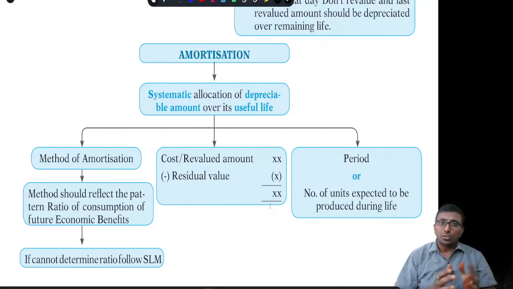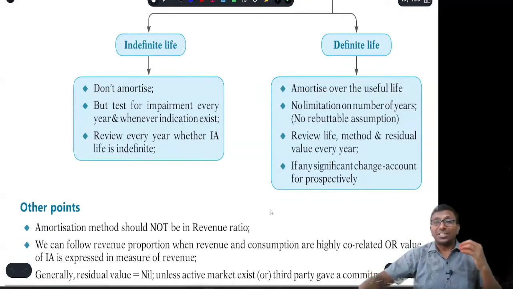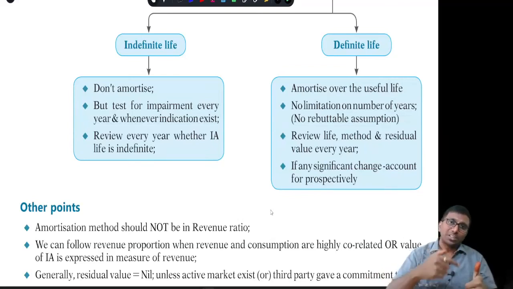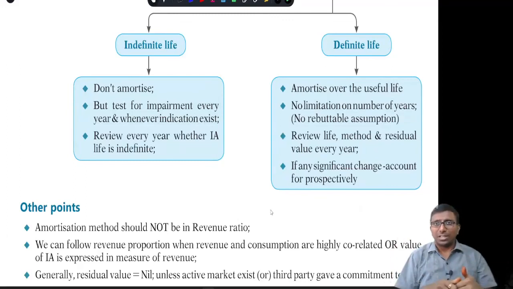Period, right? Some intangibles may have indefinite life, some may have definite life. If it is indefinite life, then obviously there is no depreciation, but such intangible assets have to be tested for impairment at every year end. Not only this, an intangible asset under development also has to be tested for impairment every year end. If the intangible asset has a definite life, yes, amortize it over its useful life. And there is no limitation on the number of years, unlike accounting standard 26, which has a rebuttable assumption of 10 years that an intangible asset cannot have a life of more than 10 years. There is no such rebuttable assumption with respect to Ind AS 38.